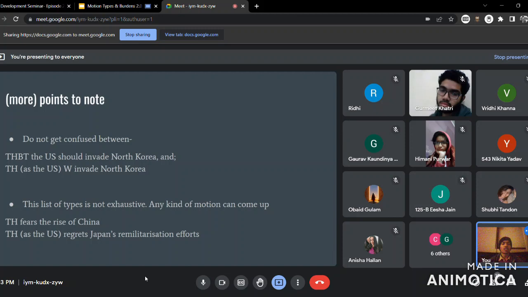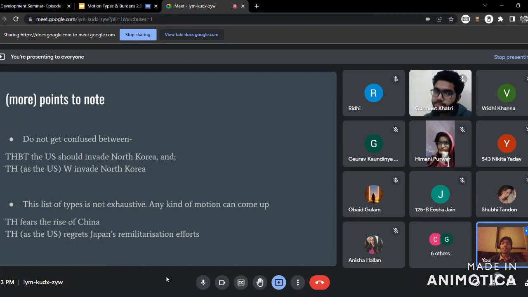The second type of motion, which is kind of a mix of two different types of motions, is this house as US regrets Japan's remilitarization efforts. Yes. So this second motion is an actor motion, but it's also a regrets motion. So it's a combination of two different types of motions. What do you do in this case? Firstly, you need to realize that both types of motions are coming, so both types of burdens will mix and you will have to fulfil both.